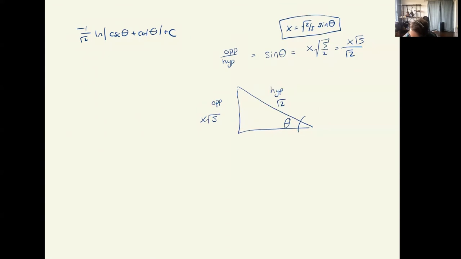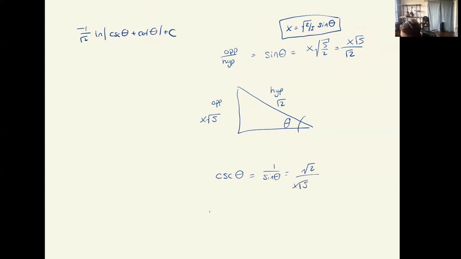I want to know the cosecant and the cotangent. The cosecant of theta is 1 over sine theta. And that one's easy enough because we already know sine theta. So this is going to be 1 divided by this number, so we can write it as root 2 divided by x root 5.